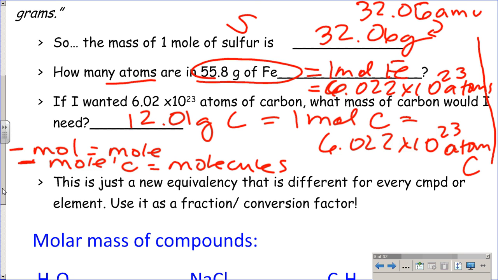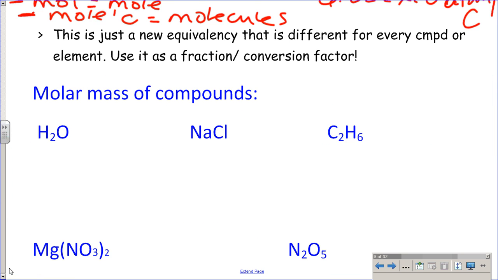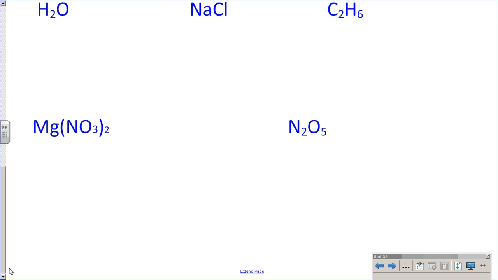So let's do the molar mass of more complex things. You can find the molar mass of carbon and nitrogen, you just look on the periodic table, right? But we sometimes have to go out and calculate bigger masses. So I want you guys to do this one. What's the name of that, by the way? Dinitrogen pentoxide.